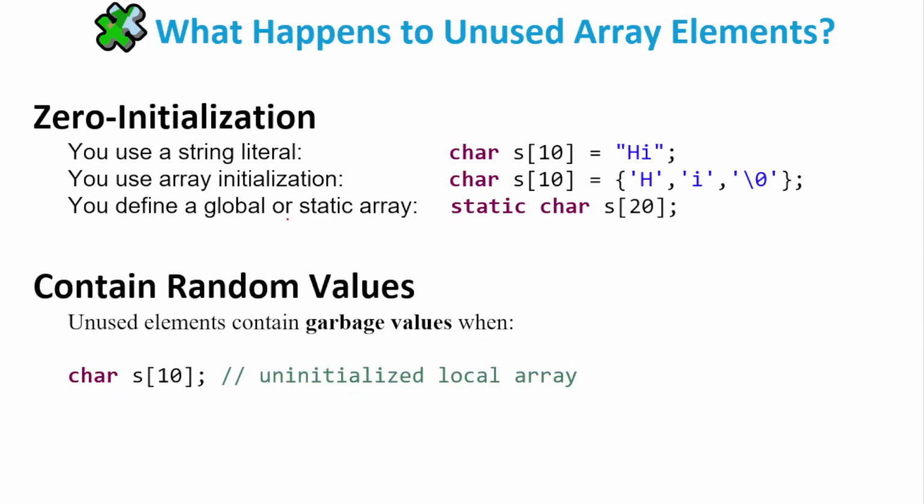What happens to unused array elements? When they become 0, unused elements in a character array become 0 when the array is initialized using a string literal, when it is manually initialized, or when the array is declared as static or global. This ensures predictable memory behavior.